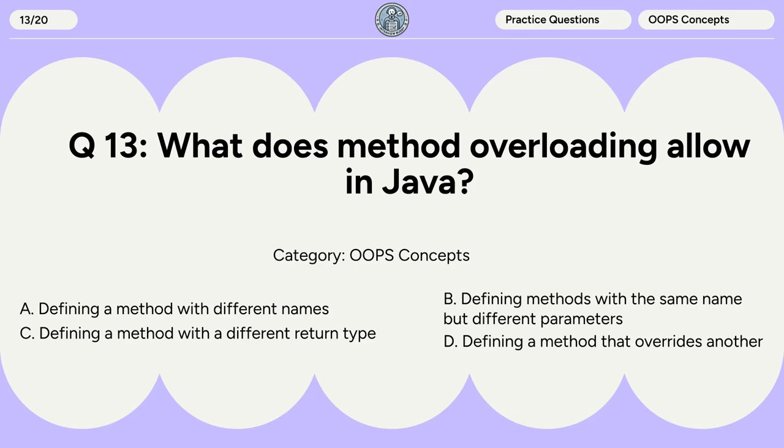Question 13. What does method overloading allow in Java? A. Defining a method with different names. B. Defining methods with the same name but different parameters. C. Defining a method with a different return type. D. Defining a method that overrides another.